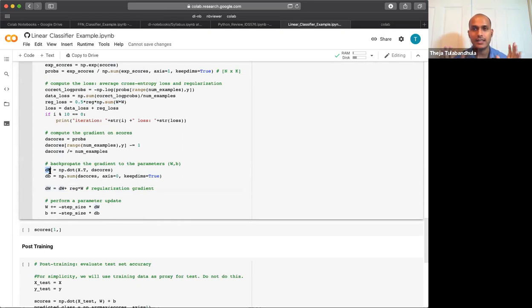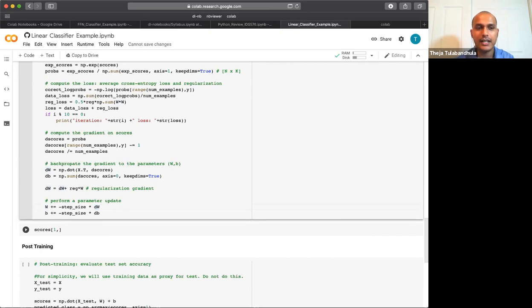And that's a fact for gradients. If you're taking the gradient of some scalar output with respect to a parameter, and the parameter happens to be a matrix, then the gradient of the loss, a scalar value, with respect to the matrix is actually the same shape. It's going to be a matrix. So dW is a matrix.